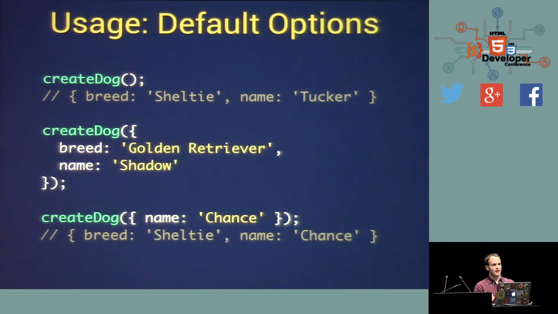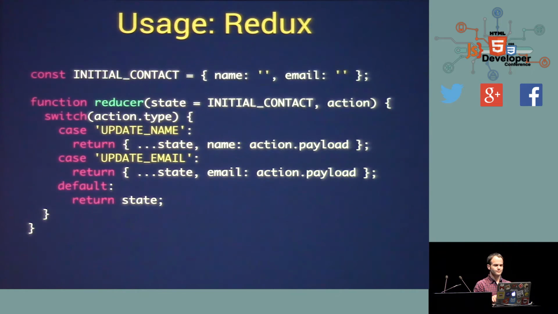So object rest or spread operation is really powerful for doing this kind of default options that you see in functions. Another example, if you're big into React or Redux, I've seen them advocating this syntax some in your Redux reducers. So if you're not familiar with Redux, basically the concept is you have a single store which contains your application state. And whenever you want to change that state, you don't mutate it.